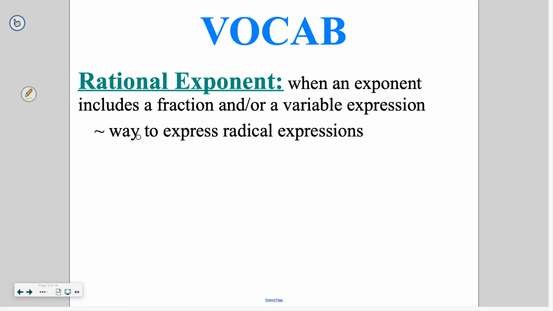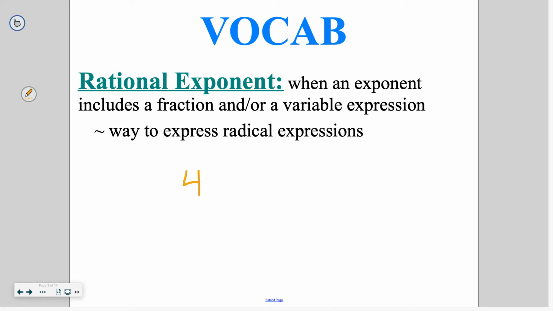When it involves a fraction, this is a way to represent a radical expression. What do I mean by radical? The radical that you are familiar with is the square root. This symbol right here, without the 4 in it, is what we call a radical symbol. We can also have the third root, or we can have the 10th root. So these are different types of radicals that we can deal with.